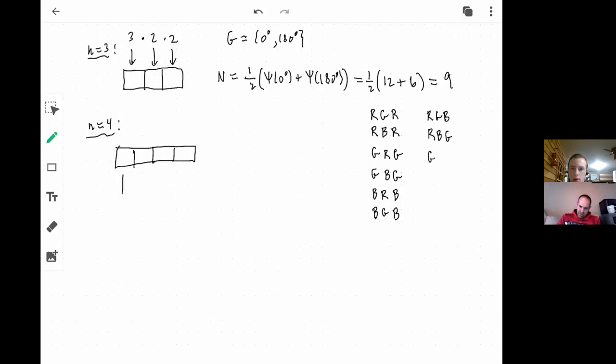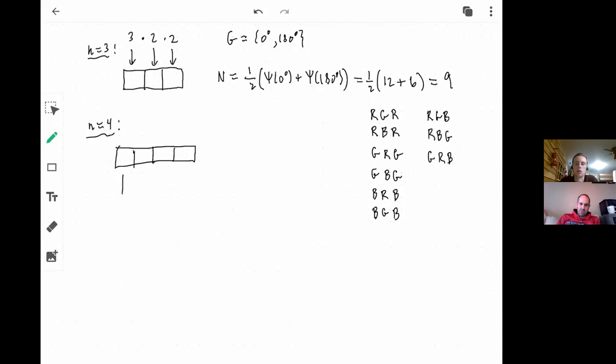Maybe green, red, blue. Does that make sense? Yeah. And green, blue, red, I mean, that's already accounted for. Okay, blue, green, red, already accounted for. Blue, red, green, that's already accounted for, right? So there's the 9 things that are rotationally distinct.